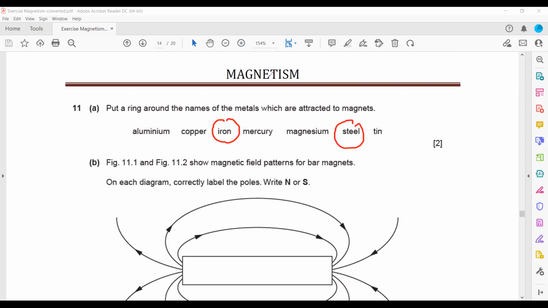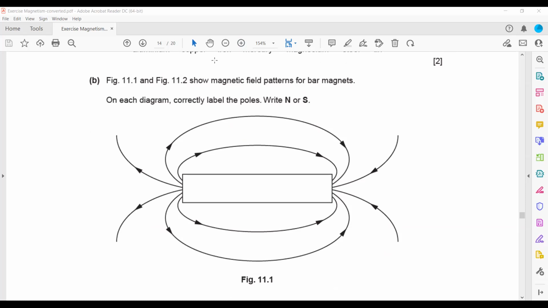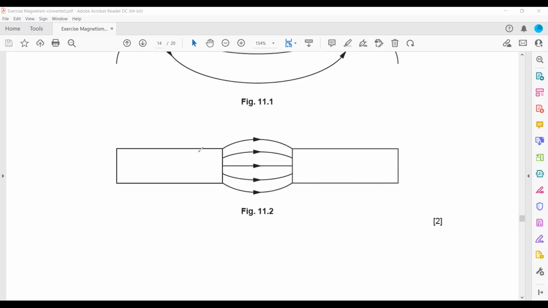On figure 11.1 and figure 11.2, the pattern of the magnetic field is shown on the diagram. Label the north pole and south pole. Where the field lines are pointing out, that is our north pole, and where the field lines are pointing in, that is our south pole. The magnetic field is always from north to south, so this will be the north pole and the other one will be the south pole.